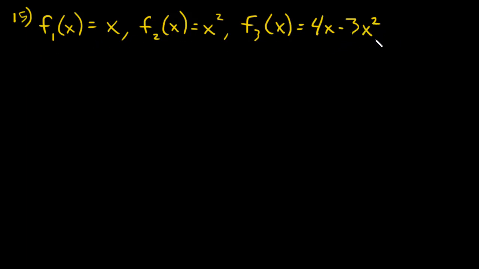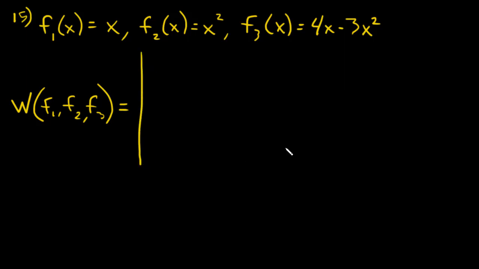Alright, so I have these solutions, and I want to see if they are linearly independent. Now, the Wronskian will always work. Like, always. But I'm going to show you a better way in some cases right after I finish this. So the way you line up the Wronskian is you line up your three solutions: x, x squared, 4x minus 3x squared. Okay, and then you take the derivatives of each one of the functions below.